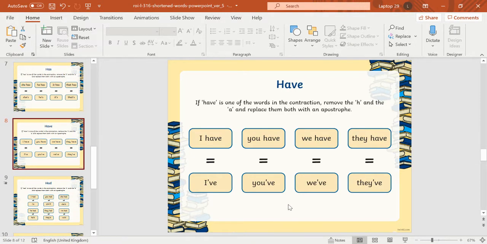And have. If have is one of the words in the contractions, remove the H and the A again and replace them both with an apostrophe. So I have becomes I've. We've removed the H and the A. And the same with the others there, you can see.